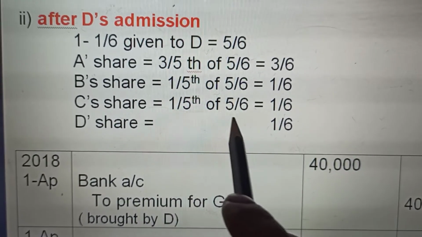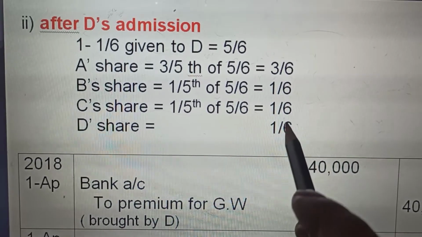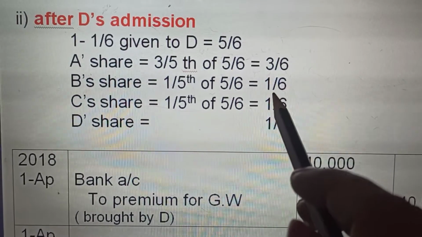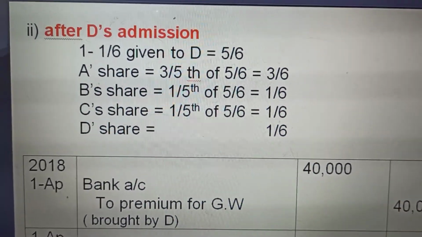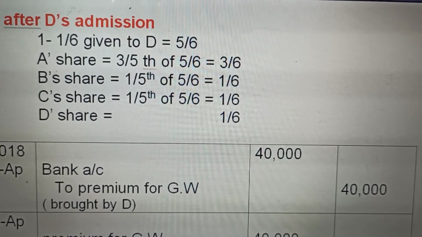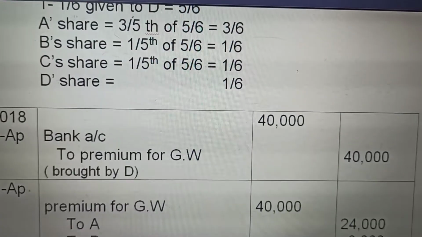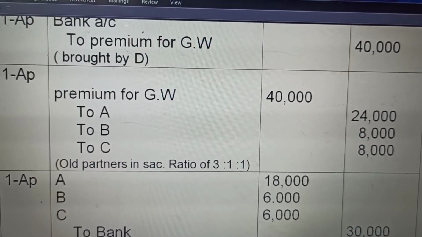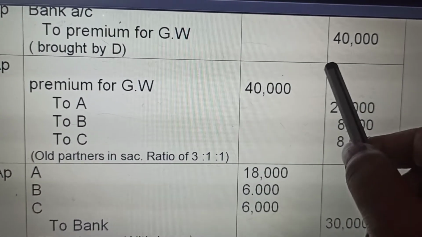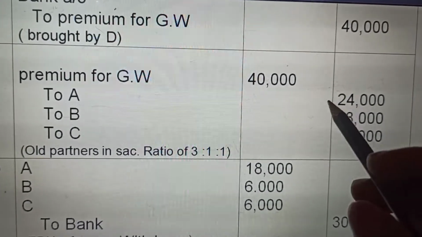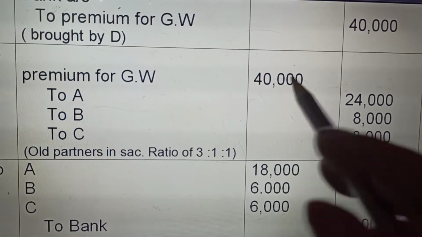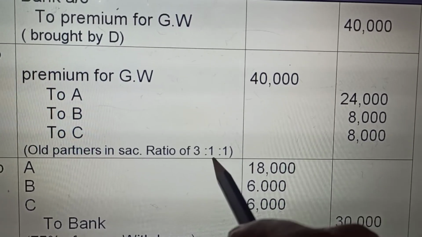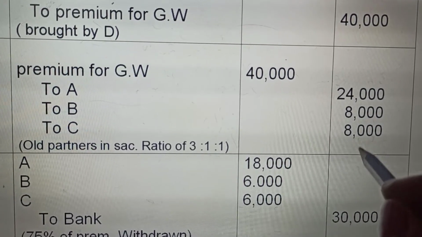And D is getting 1/6 share. This new ratio is calculated. So after D's admission, the new ratio becomes 3:1:1:1. That is the new ratio. So the accounting treatment will be, he gets his premium, he does not give it privately, he brings the share of premium. What he brings in premium, bank to premium for goodwill. This goodwill is distributed to the old partners in sacrifice ratio. Sacrifice ratio 3:1:1.